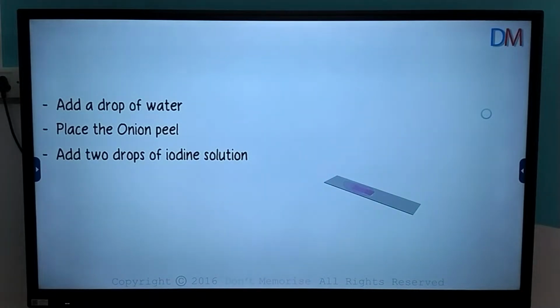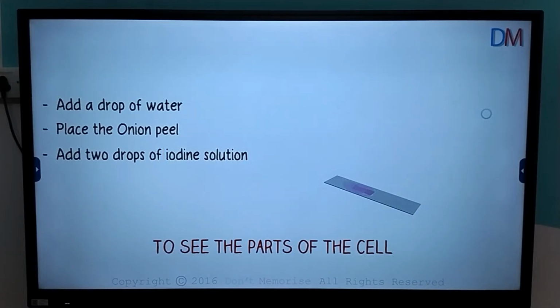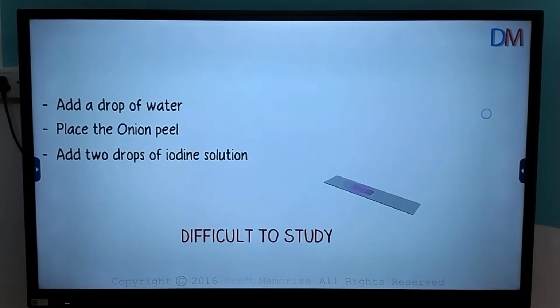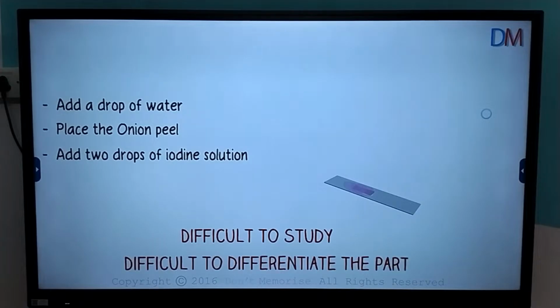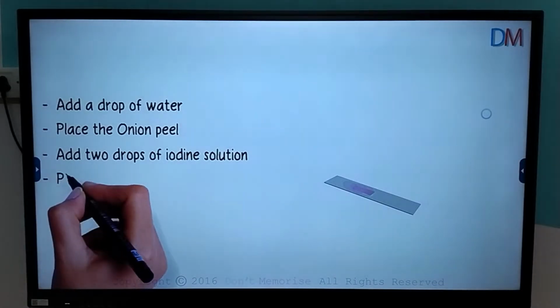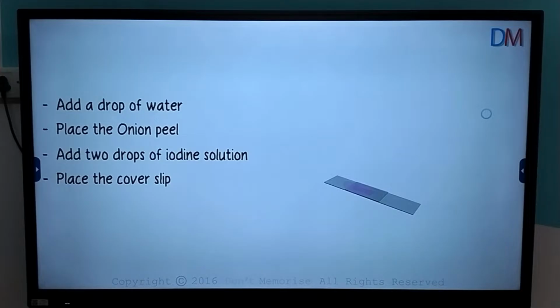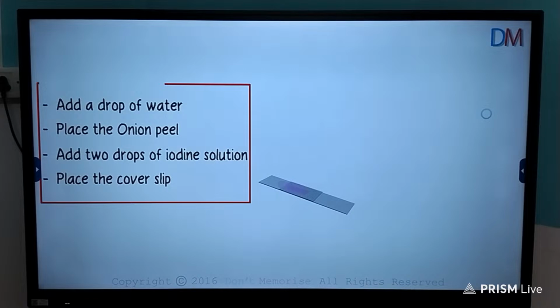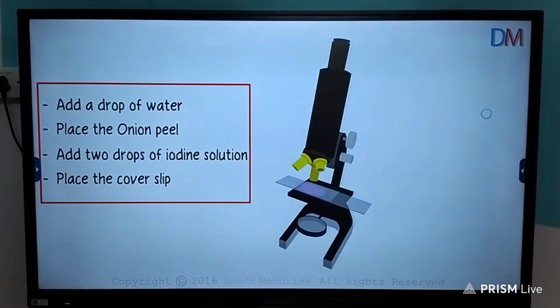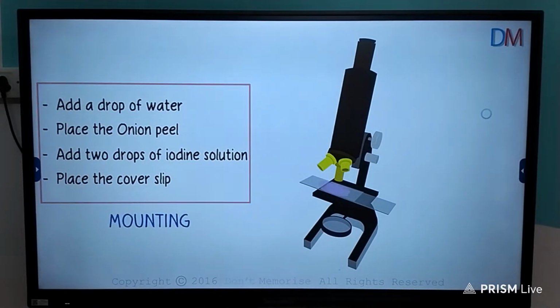Do you know why we add iodine solution to this specimen? We do this so that we can clearly see the parts of the cell. Else it is difficult to study them as they are transparent and it would also be difficult to differentiate between the parts of the cells. Now place a cover slip in this manner and make sure that no air bubbles are formed in the specimen. With this, our slide is ready. This entire process of setting up the microscope along with the slide is called mounting.